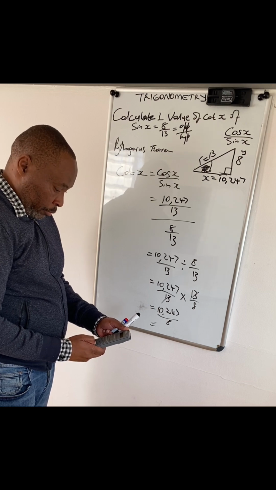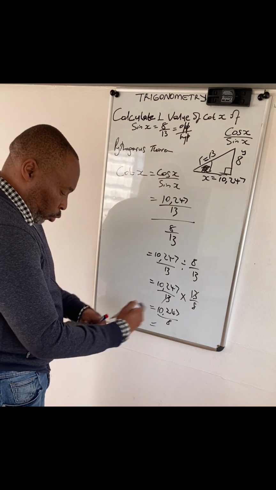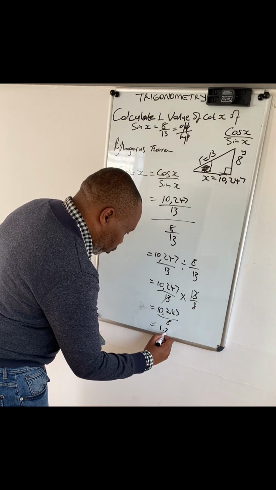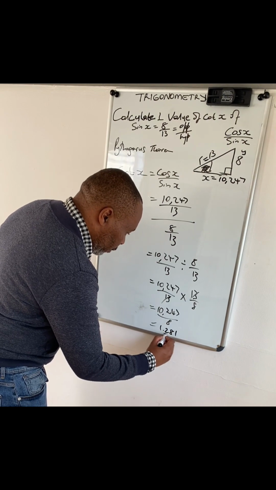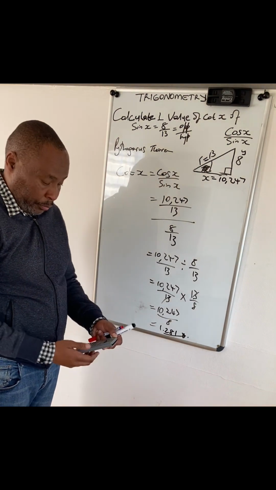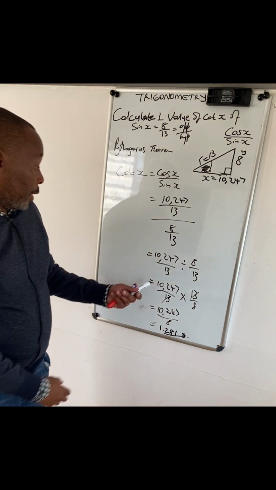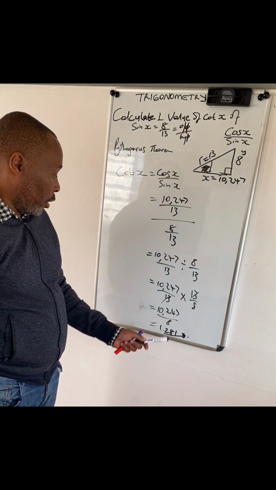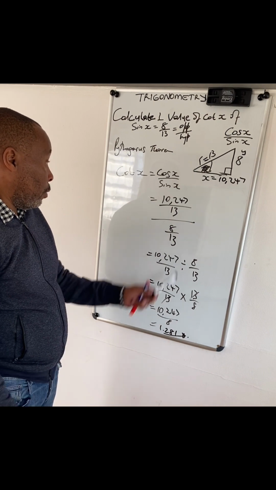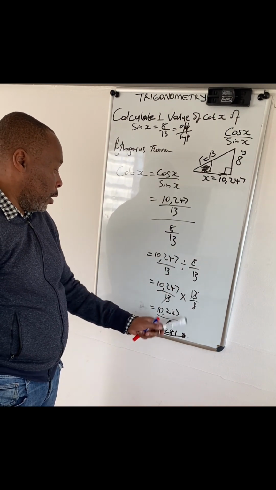Let's see what we are getting. 10.247 divided by 8 gives us 1.281. This is our answer, guys. 10.247 divided by 8 gives us 1.281. This is what we have. Substitute the values, replace, and we get here.